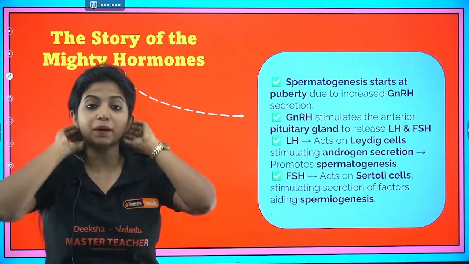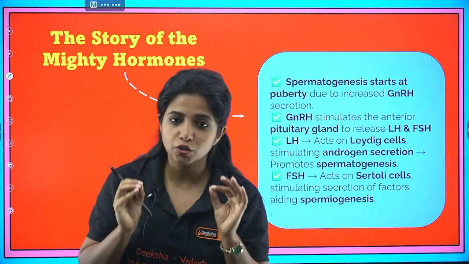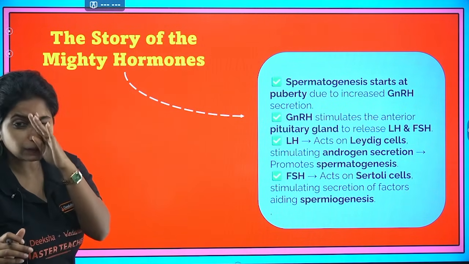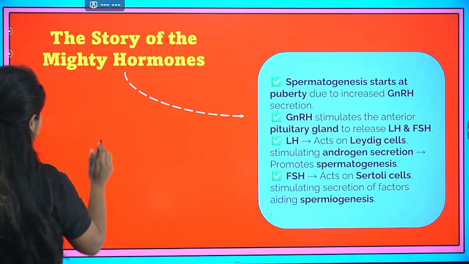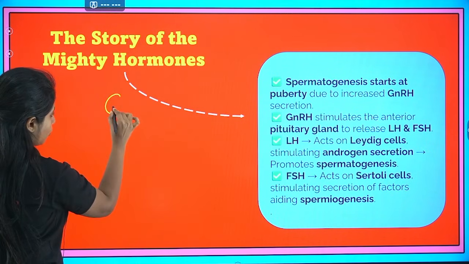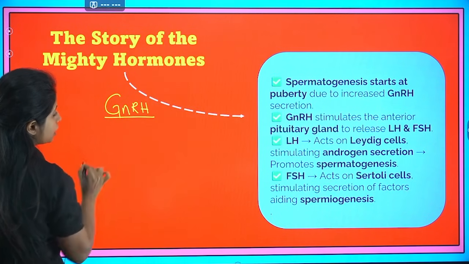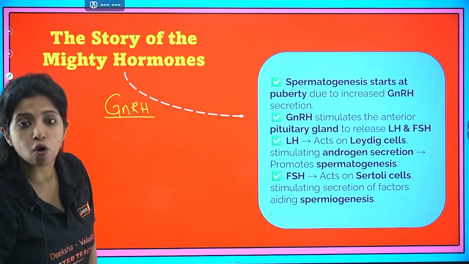So for some people it might be difficult also. Please make sure you listen to me carefully. So let's go ahead. Story about the spermatogenesis and the hormones. So initially, you have a hormone that is known as GnRH. What do you call it? GnRH. GnRH means gonadotropin releasing hormones.